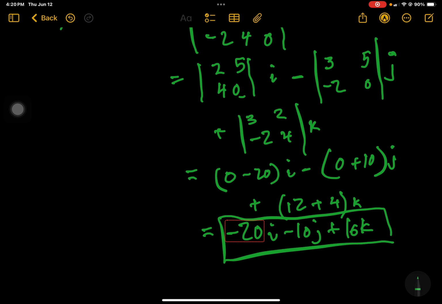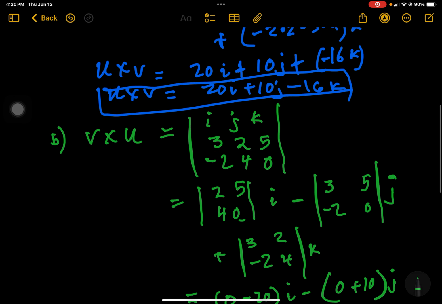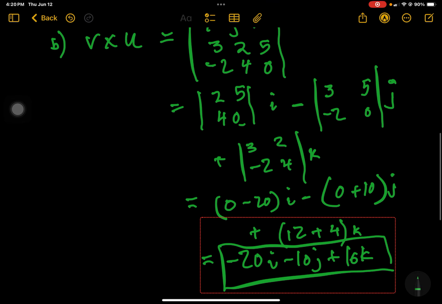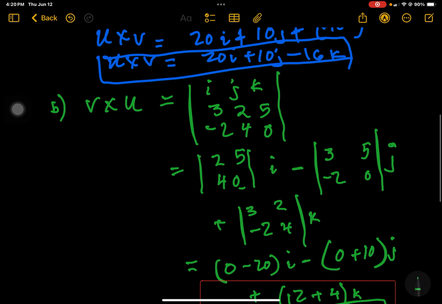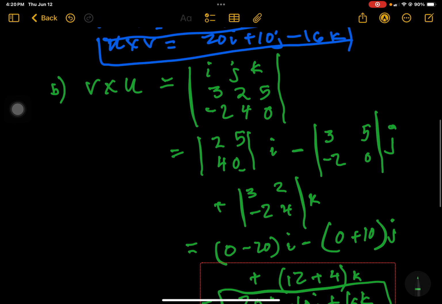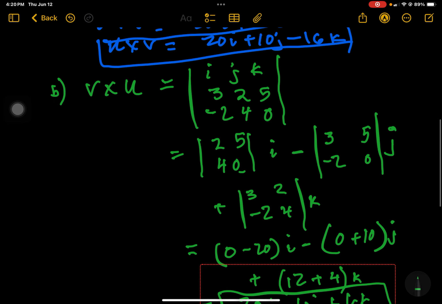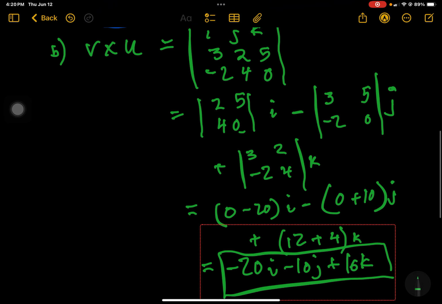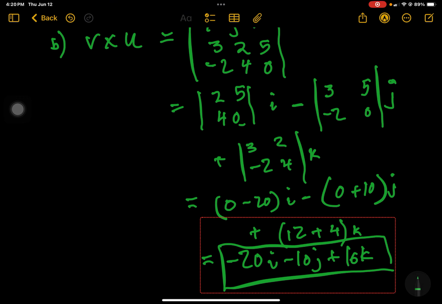Notice U cross V, which we did before, was 20I plus 10J minus 16K, and this is just the opposite, the negative sign. So if you put a negative in U cross V, it becomes minus 20I, minus 10J, and plus 16K. What I'm trying to say is, U cross V and V cross U are related to each other. V cross U is the same as U cross V, but with a negative sign in front.